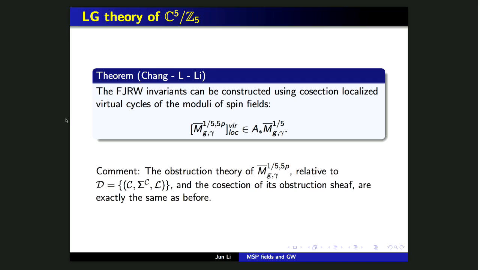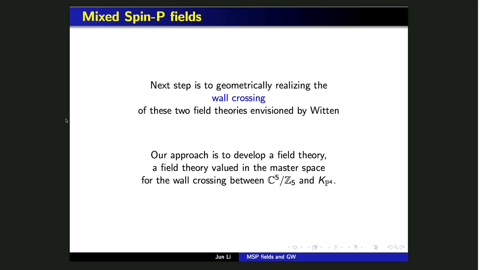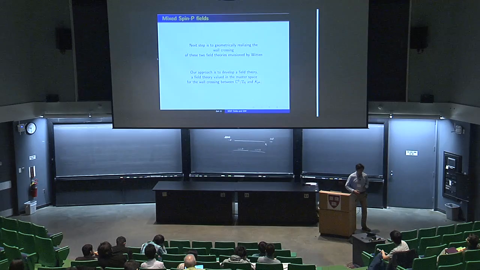Okay, so let me not get into this. What we get is that we have rewritten the two theories, and these are not really new. The two theories are already known, but we rewrote them in the language of fields and cosections, and they are very similar. So now the question is how to find a technique, an approach, to connect these two theories and realize the wall crossing.